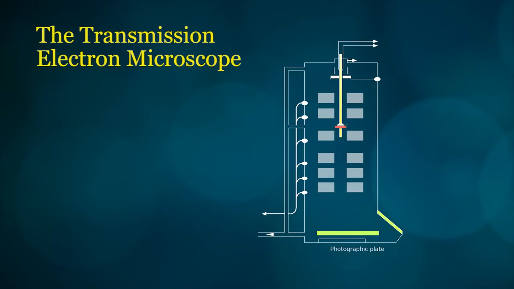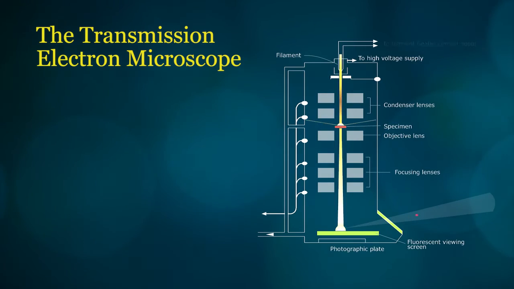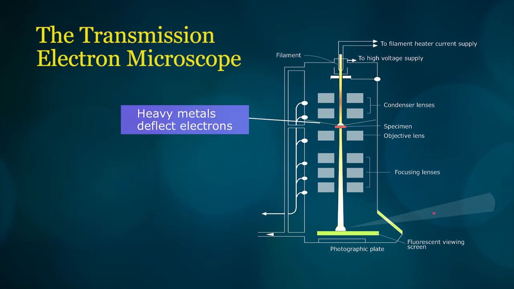The final step in tissue preparation is staining. Contrast in electron microscopy is enhanced using heavy metals, for example uranium and lead. Deposits of heavy metals in the sections deflect the electron beam.